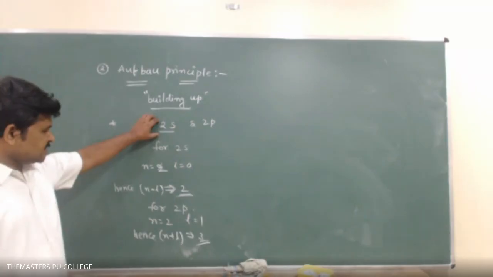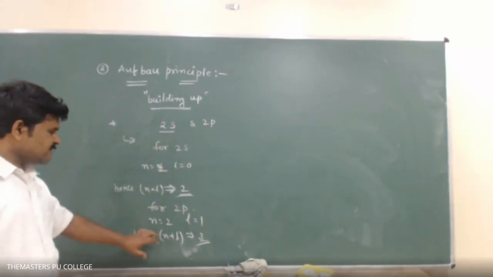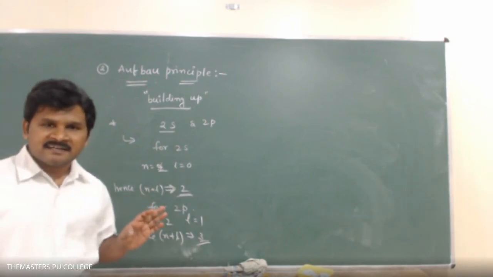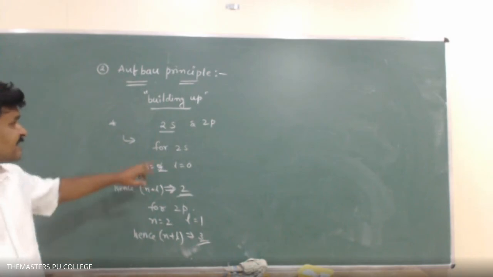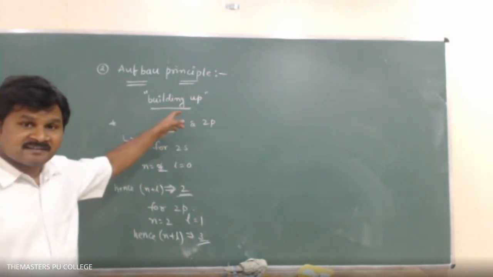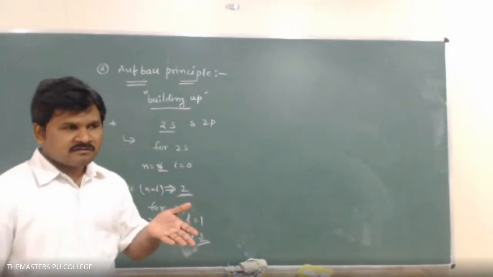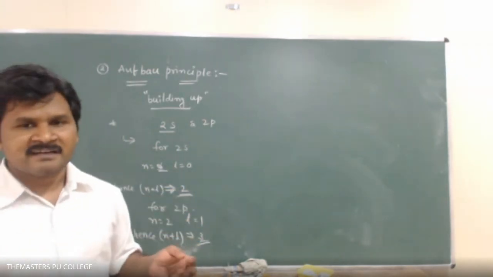2s has the least n plus l value when compared with the 2p orbital. So that's why, while writing electronic configuration, we will write electrons in the 2s orbital first, and only after that we will write 2p. Say for example, you have a little idea about electronic configurations.